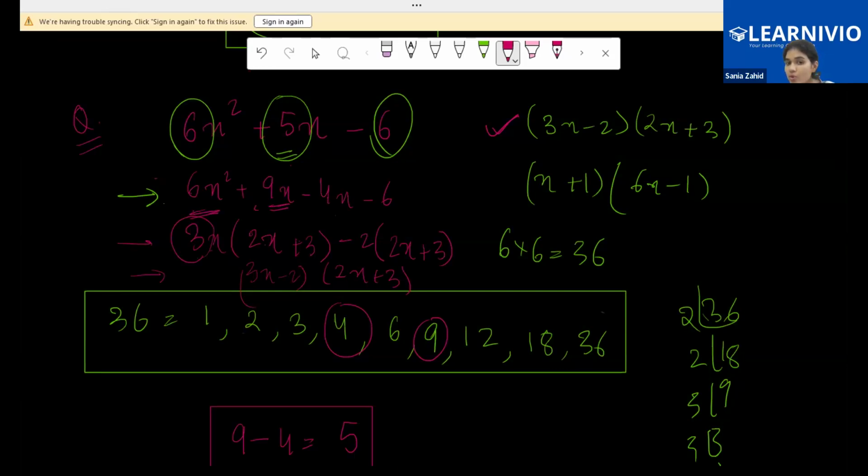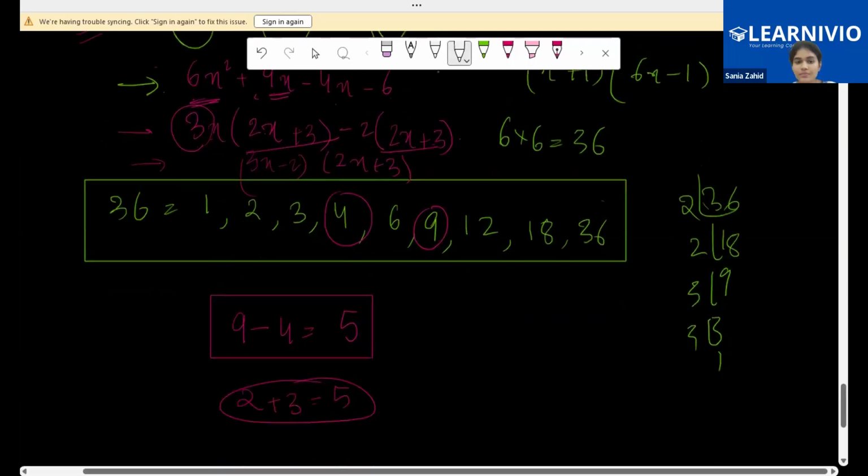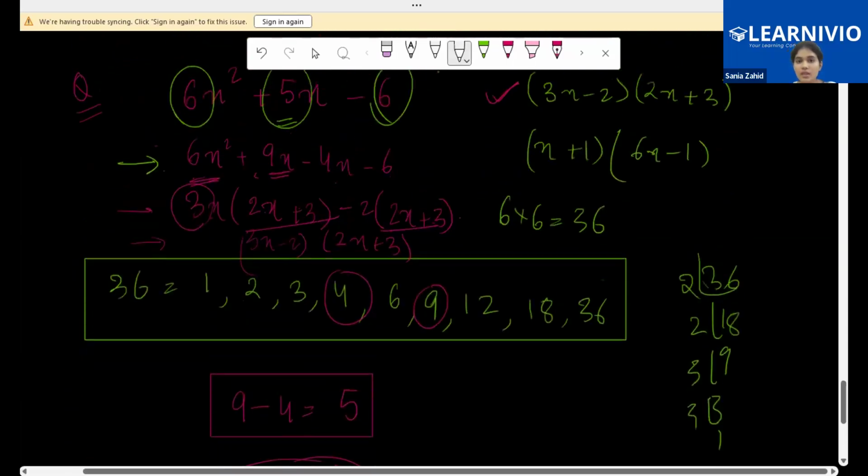And then again from minus 4x and minus 6, my common factor is minus 2. And then I am left with 2x plus 3. Right? Then from here I can take 2x plus 3 common, and then I'm left with 3x minus 2. Right?